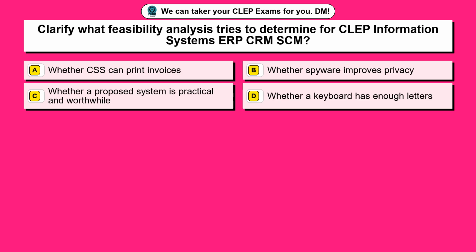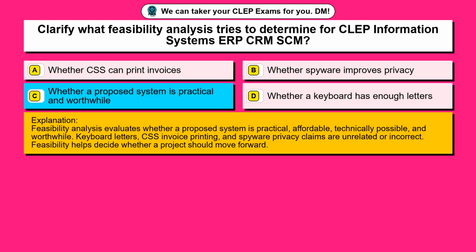Question 65. Clarify what feasibility analysis tries to determine for CLEP Information Systems ERP CRM SCM. Option A. Whether CSS can print invoices. Option B. Whether spyware improves privacy. Option C. Whether a proposed system is practical and worthwhile. Option D. Whether a keyboard has enough letters. The correct answer is option C. Whether a proposed system is practical and worthwhile.